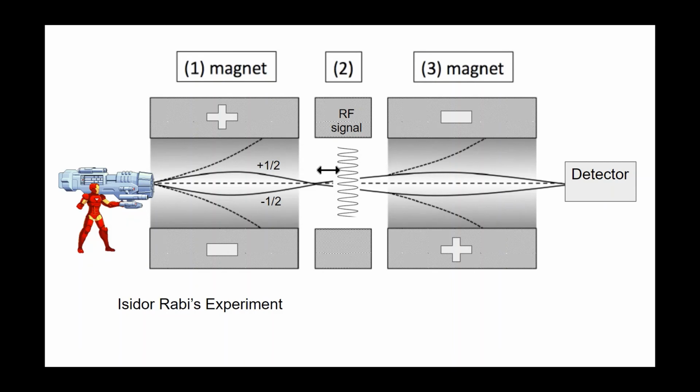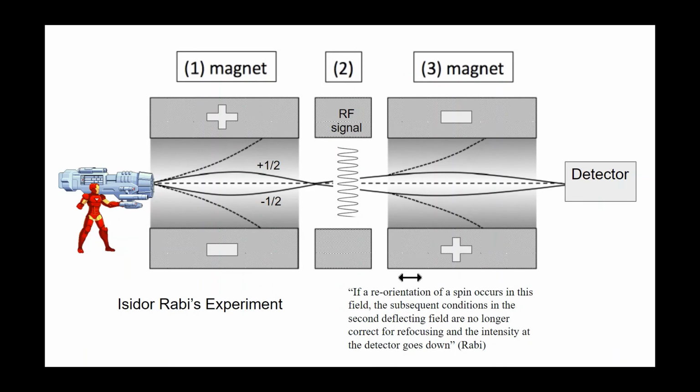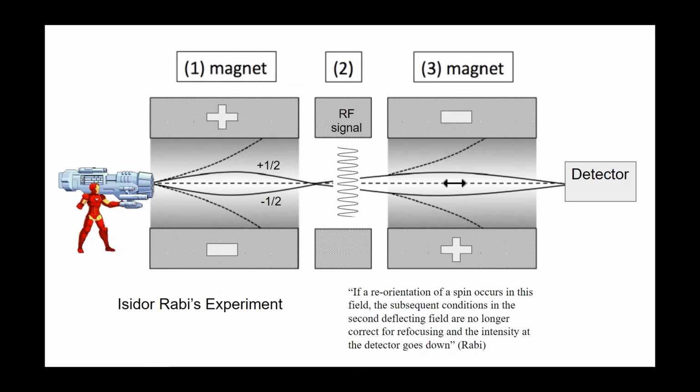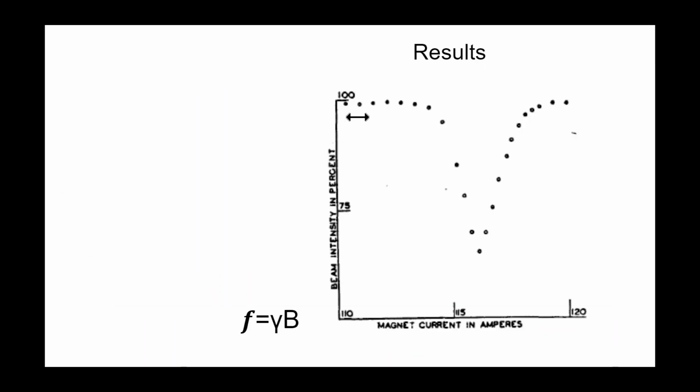And so Isidore postulated that if a reorientation of spin occurs in this field, the subsequent conditions in the second deflecting field are no longer correct for refocusing, and the intensity at the detector goes down. And what this means is that if these are flipped, then some number of these particles are going to get pulled away from the beam, and the beam's not going to be as strong.